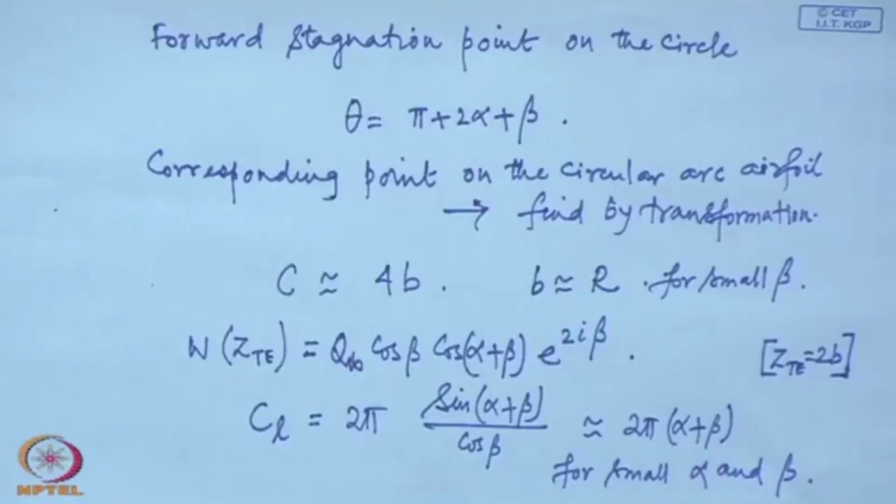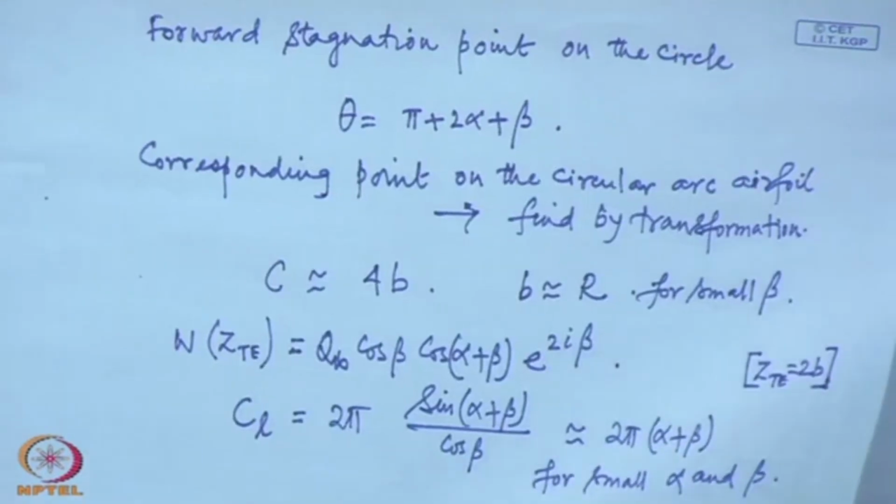Here we see that the lift becomes 0 when alpha is minus beta. The angle of attack at which lift becomes 0 is usually called the zero lift angle of attack. So, in this case the zero lift angle of attack is minus beta approximately. So, this has changed the zero lift angle of attack, nothing else.